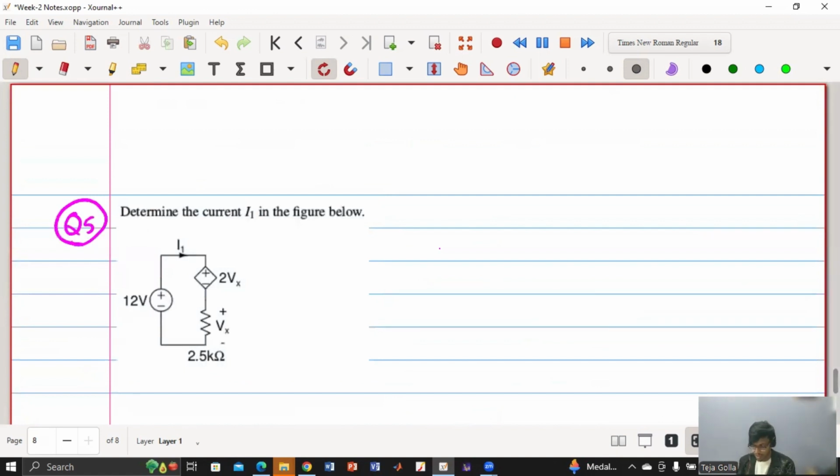So in this question, is there any dependent or controlled source, and what type of source is that? Voltage controlled voltage source. Yes, voltage controlled voltage source. And how to proceed with this question? 3Vx equals 12, Roshan. So first we have to apply KVL.